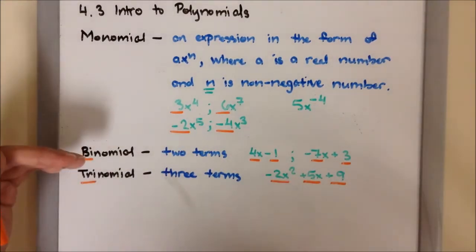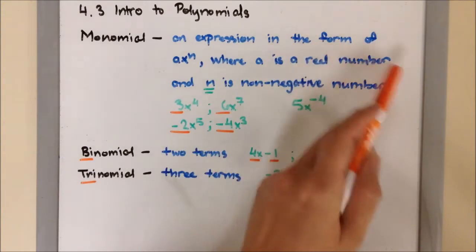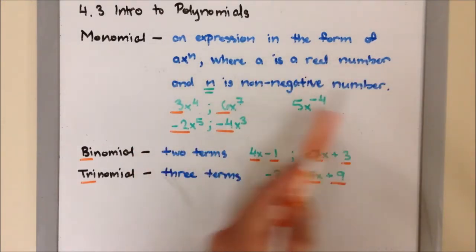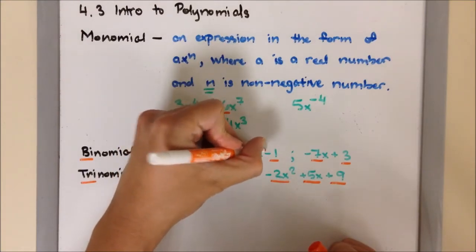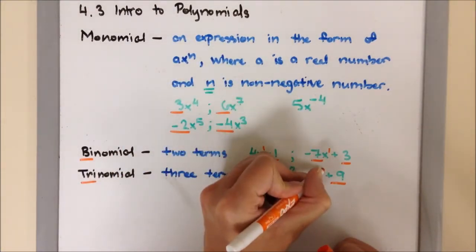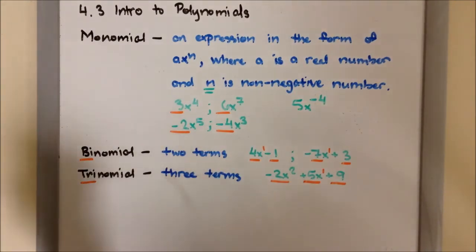So when I'm talking about these binomial and trinomial, it still falls under the definition of monomial, an expression in the form of ax to the n, where a is a real number and n is non-negative. Look closely, you see how all the exponents are positive. Be mindful, and remember, 4x has an invisible 1 exponent, just like in 4.1. And again, all exponents are non-negative, or in another term, positive.